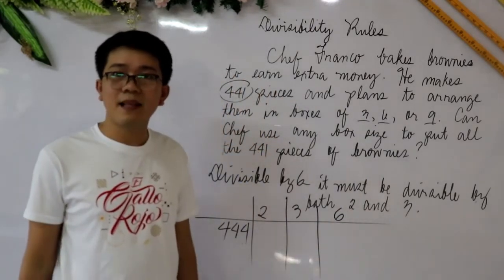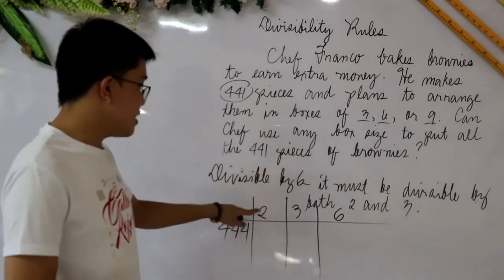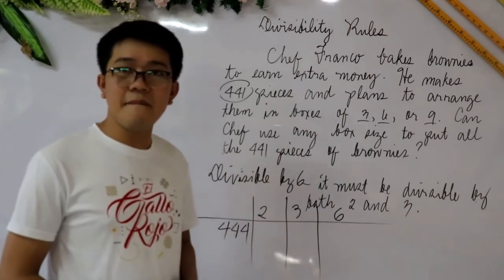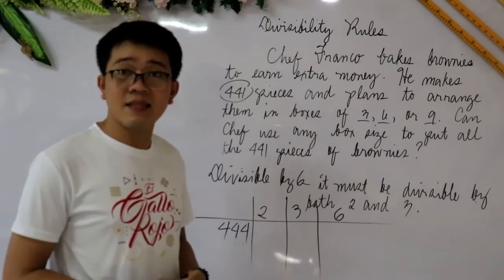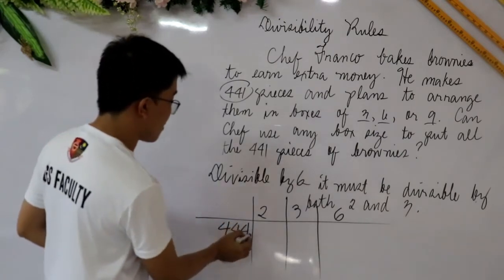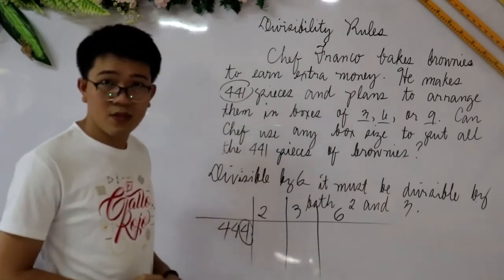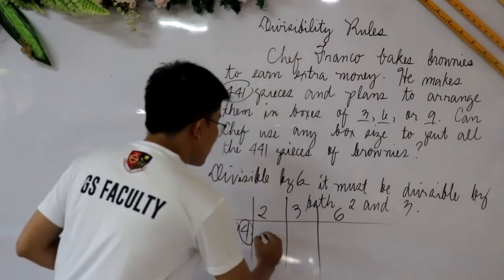Are you ready? Let's begin. First, is it divisible by 2? Remember, divisibility rule number 2, it has to be even. Now, what is the last digit of this number? It's 4. Is it even? Yes. So we have to put a check here.